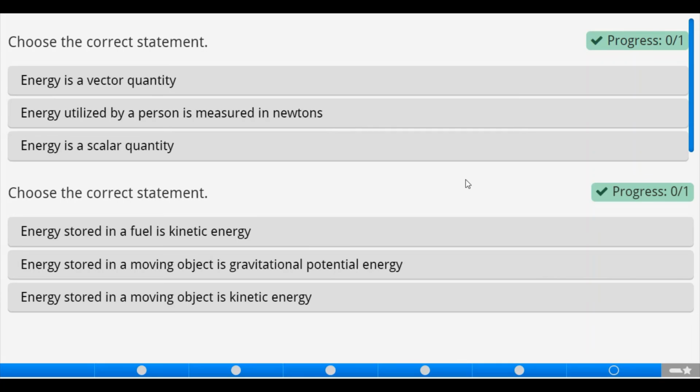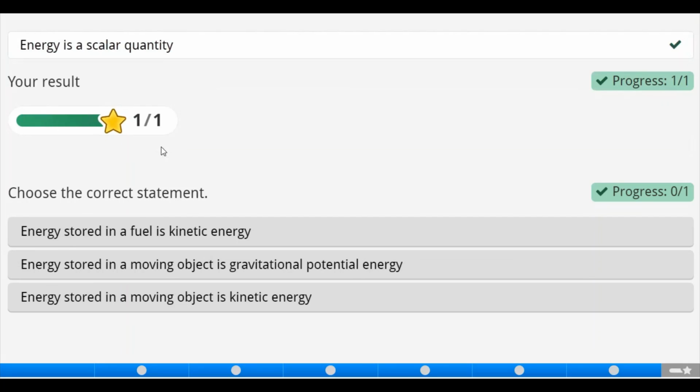So energy now is a scalar quantity, correct? Because we only need to know the magnitude or size associated with energy, which is measured in joules. So let me pick it and see what the answer will be. That's correct. Energy is a scalar quantity. Now to the next set of statements. Energy stored in a fuel is kinetic energy. No, energy stored in fuel is chemical energy. That means in fuel we have a measure of chemicals that can be converted from chemical energy to other forms of energy.